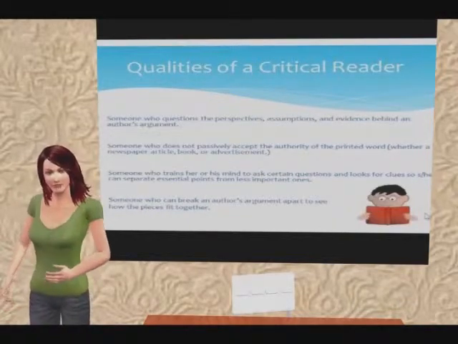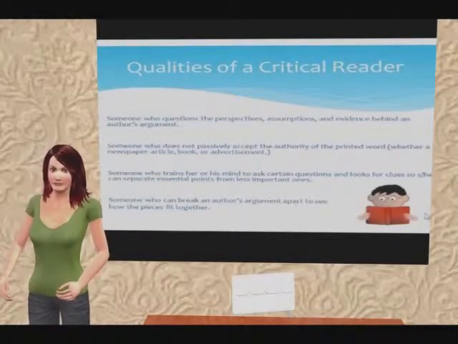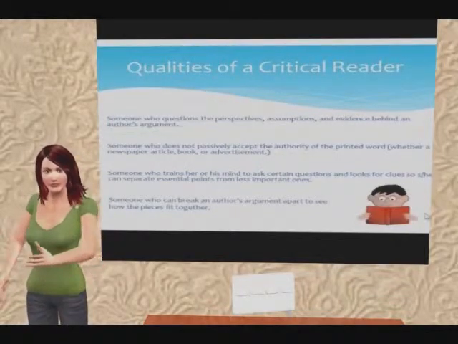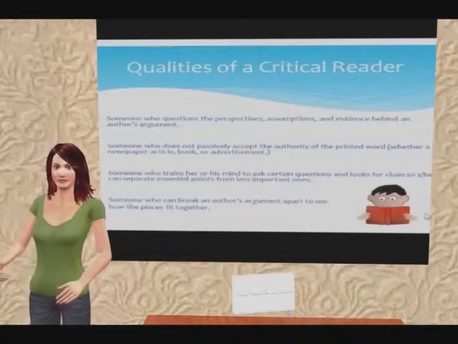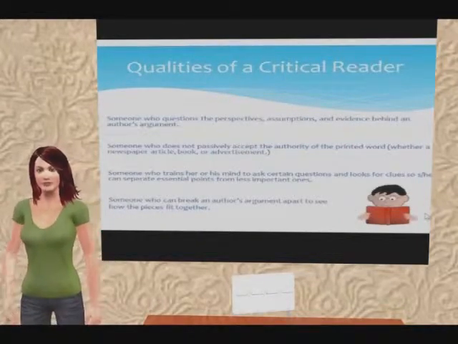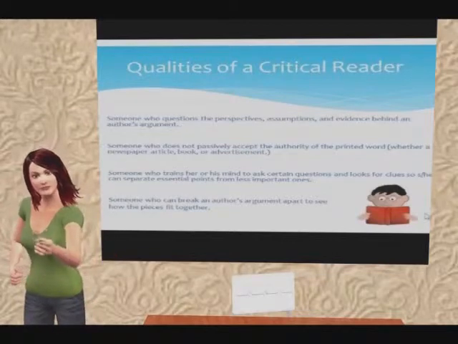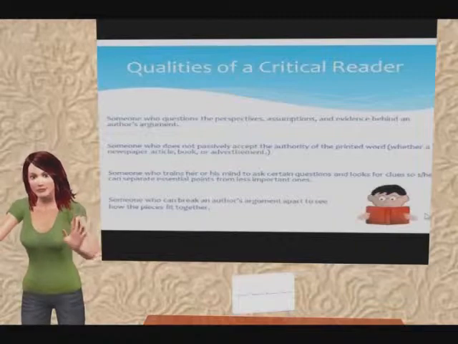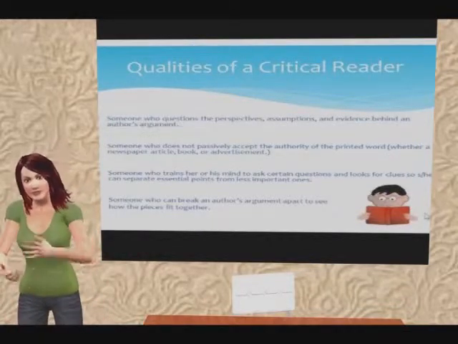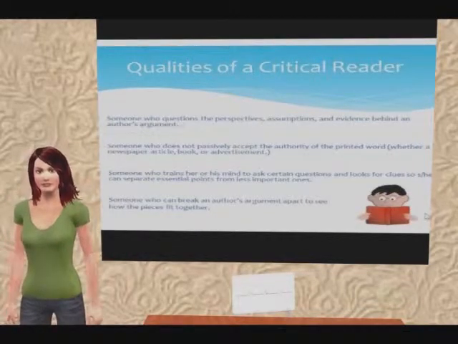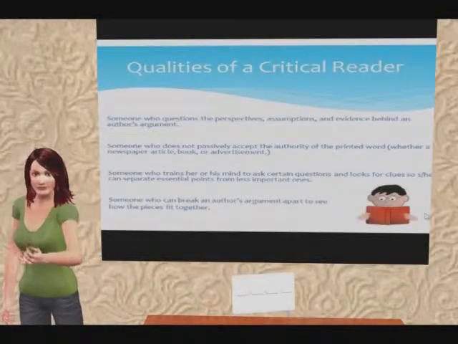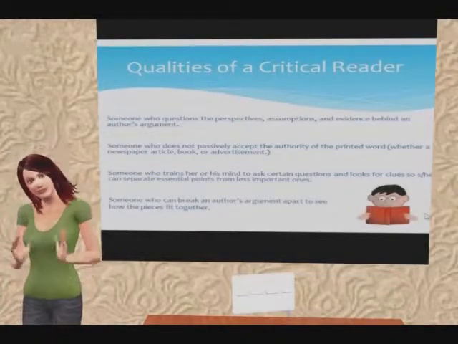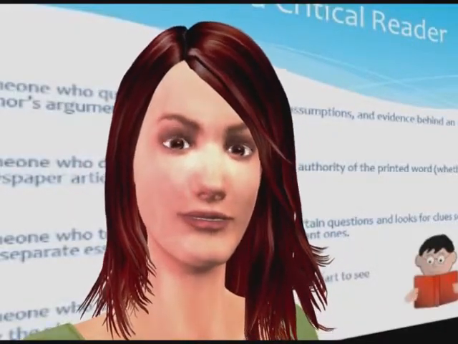A critical reader is also someone who does not passively accept the authority of the printed word, no matter what kind of venue that reading is published in, whether it's a newspaper article or a book, certainly if it's an advertisement. Think about the last time that you saw an advertisement. Research finds that we are bombarded with literally thousands of advertisements per day, especially if we watch television, listen to the radio, drive by a bus, etc. So we are just bombarded with this information. We don't always just want to accept that what someone is telling us when it's in print is actually correct.